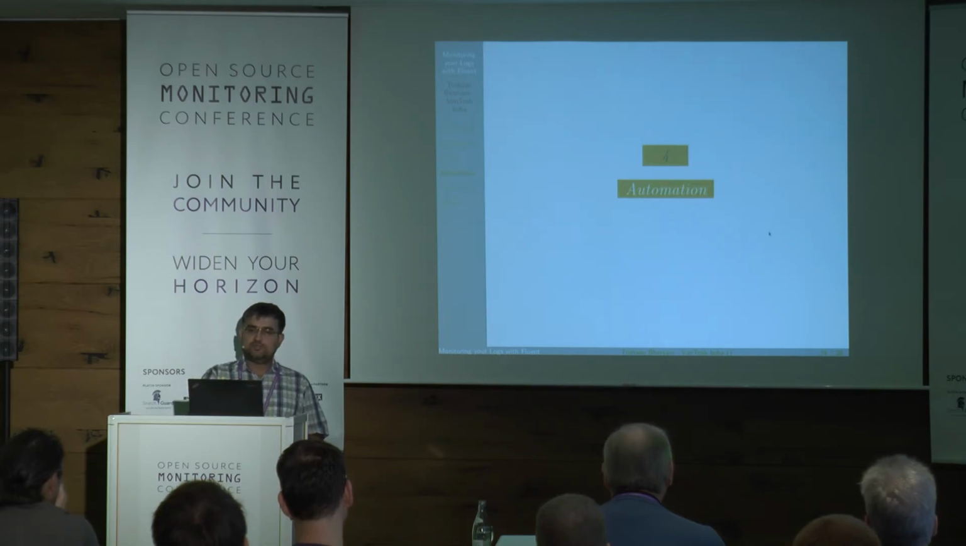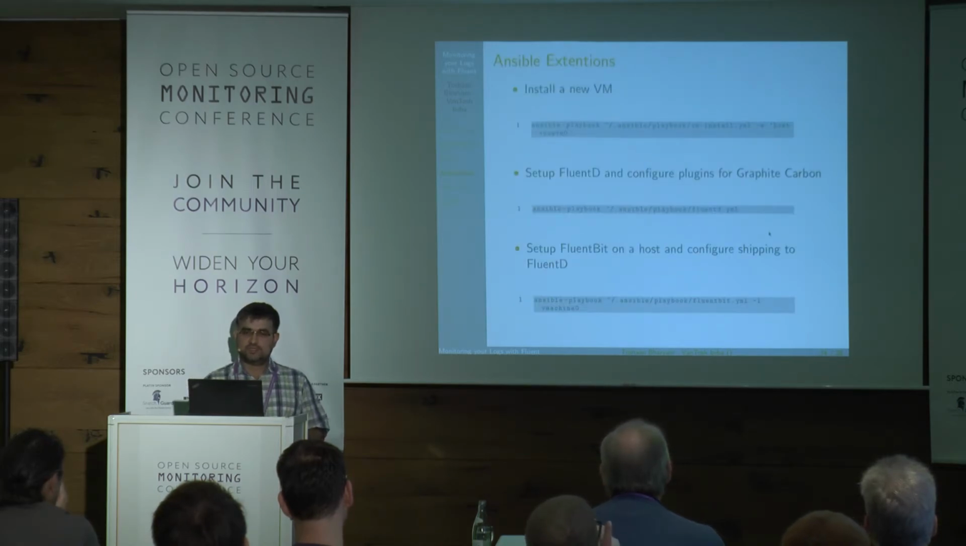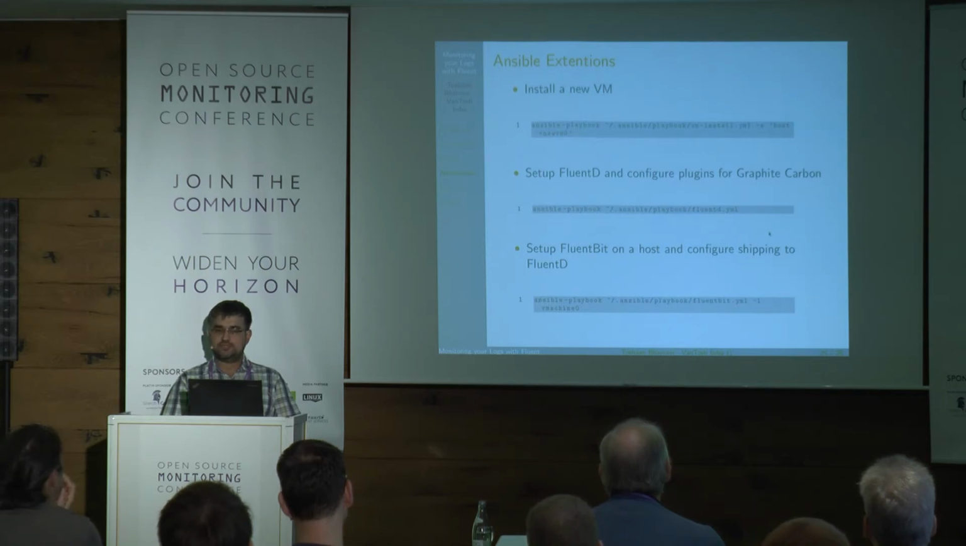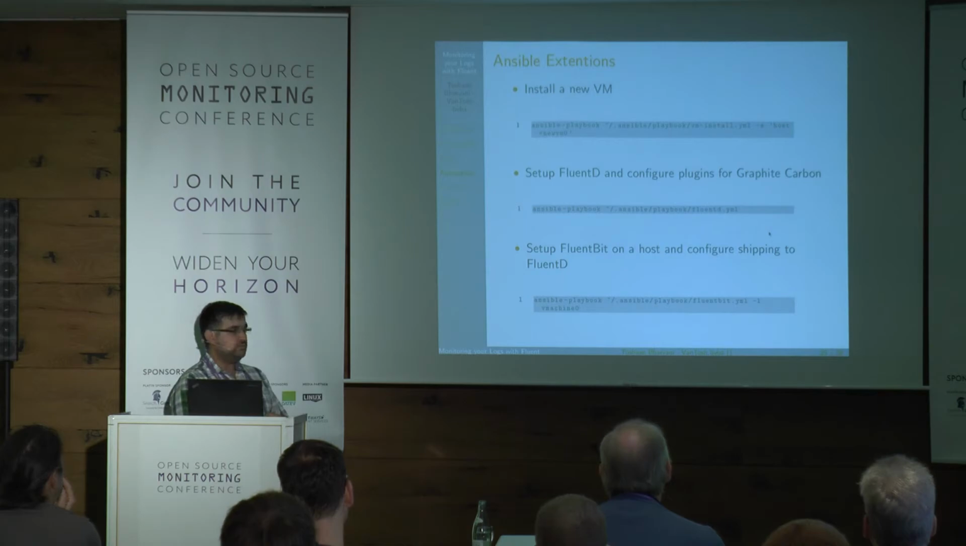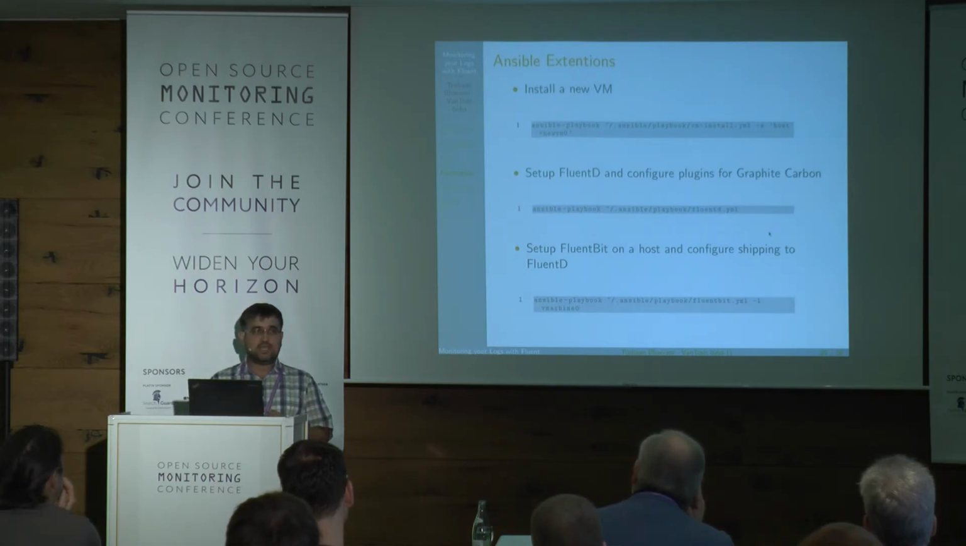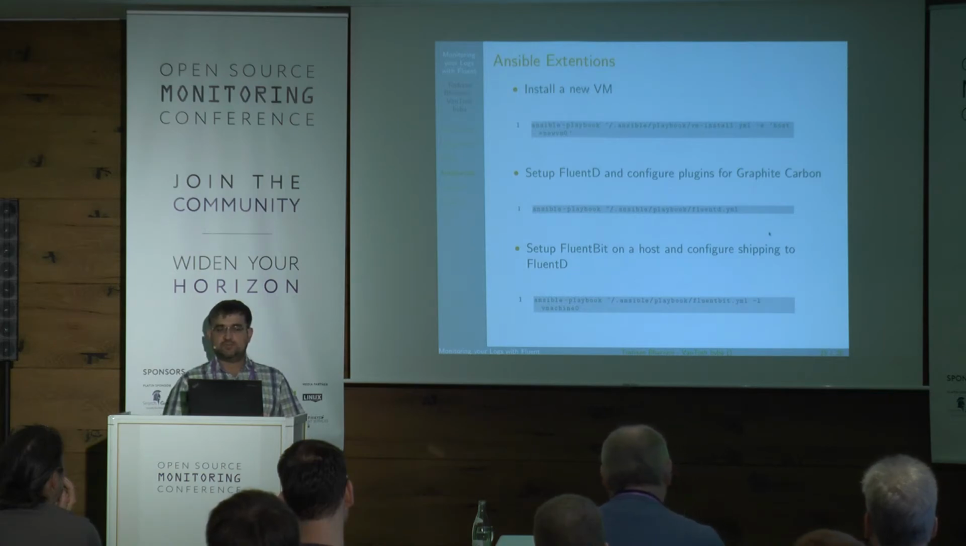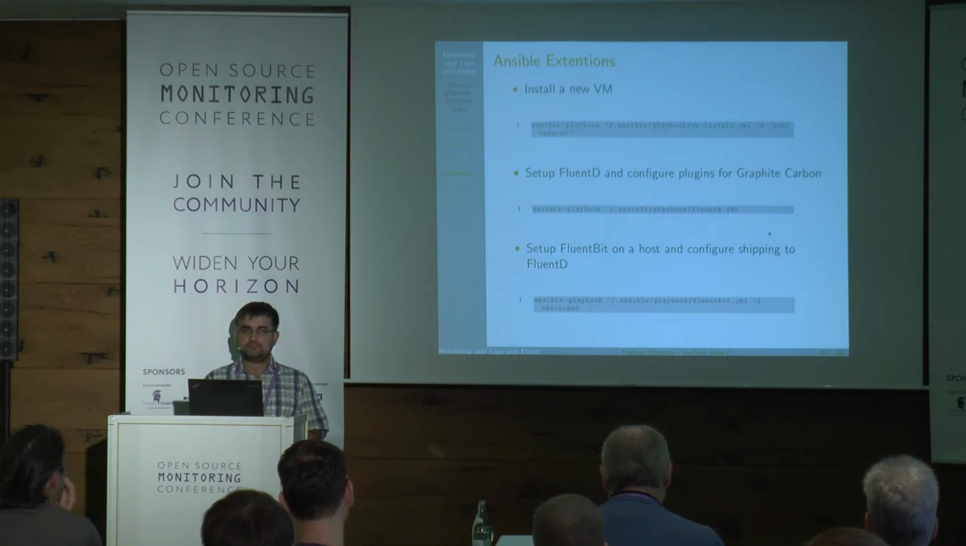So how do we do the automation? It's basically running a small script. We create a new VM. We configure the Fluentd and the Carbon on it. And then we use the Fluent Bit to install the client side. And that's basically how much work we have on it. So setting up a new infrastructure for customers is typically running 3 or 4 playbooks, and everything is done automatically.